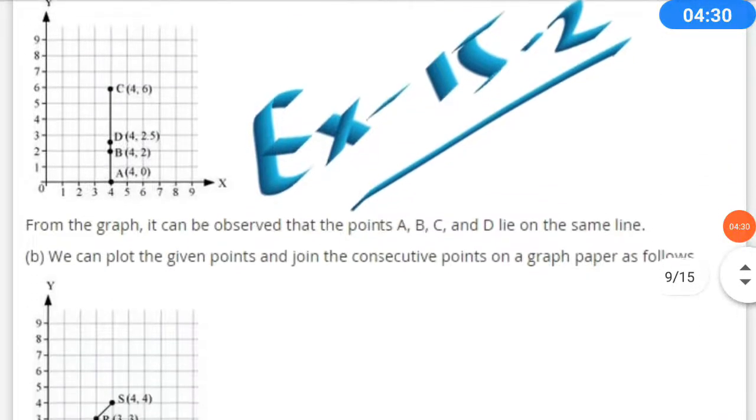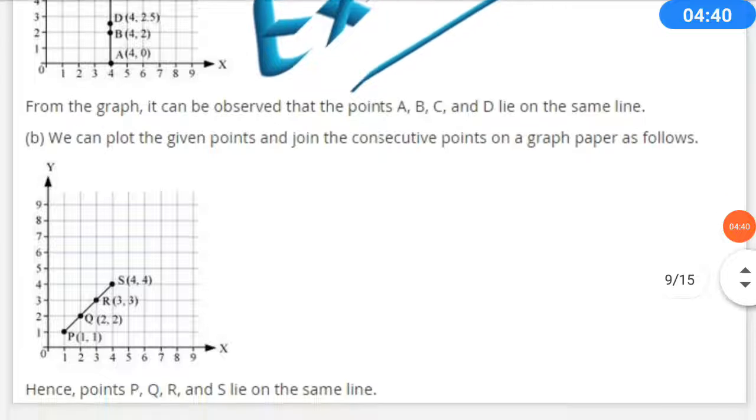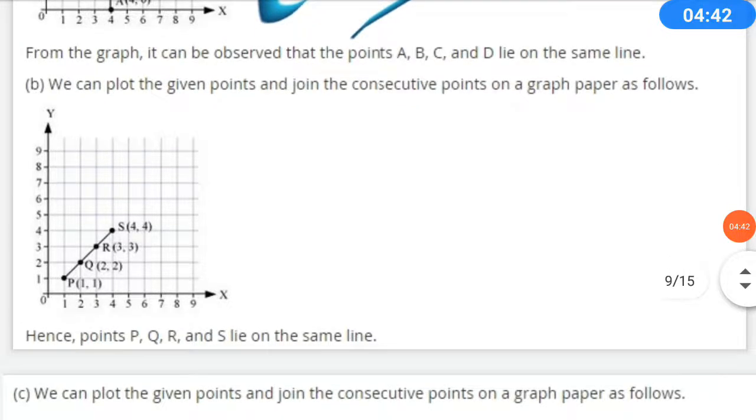This is the graph. So we can see the points are lying on the same straight line, isn't it? So from the graph it can be observed that points A, B, C, D lie on the same line. Moving toward the second graph we are having.